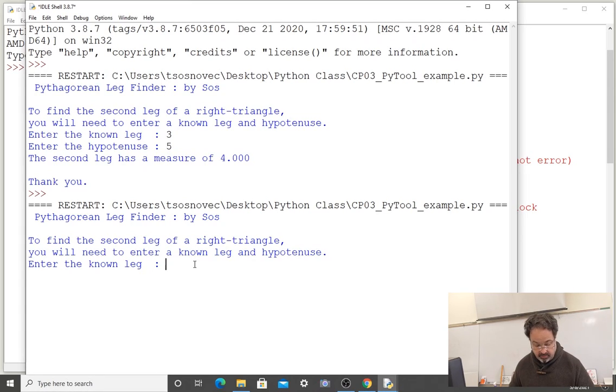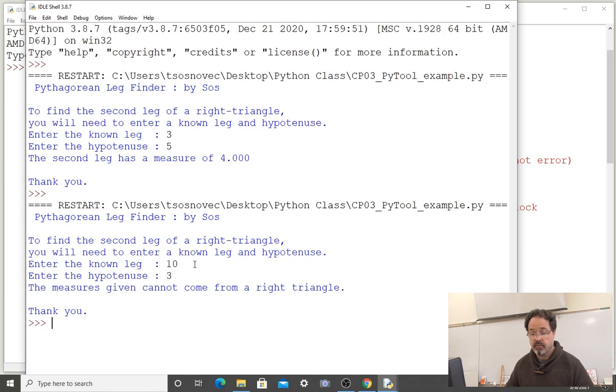If I entered a leg of 10 and a hypotenuse that was shorter than that leg, then that means that the triangle cannot be a right triangle. We could still have a triangle with these different measures, but it can't be a right triangle, and the Pythagorean theorem wouldn't work. So the program reports to us the measures given cannot come from a right triangle. So in the calculation, the Pythagorean theorem was attempted to be used, but there was something in the way that I coded that recognized that it would not produce a possible answer in this context and reported that to the user.